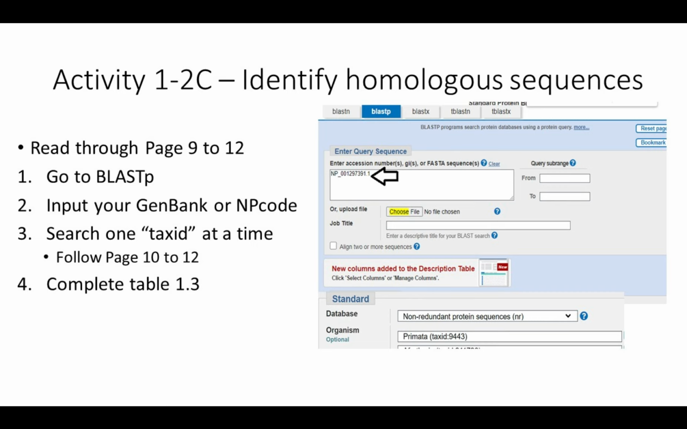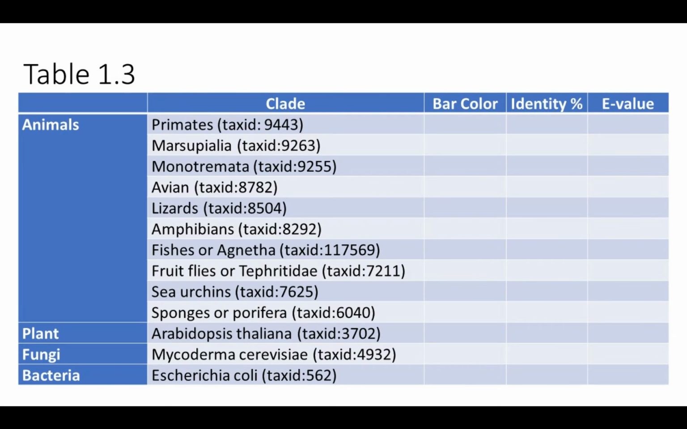So go in Google or something and just type down protein blast, or if you already know how to do it, then go to blast. And then in the sequence area, go ahead and type down or paste in your gene bank or NP code. Okay? And after that, you're going to search for one taxid at a time. Do not go crazy. And this is where having 4 or 5 of you guys doing it together will help speed up the process. Otherwise, if one person's doing all the work, it's going to take forever. That's also why you have time tomorrow to complete this as well.